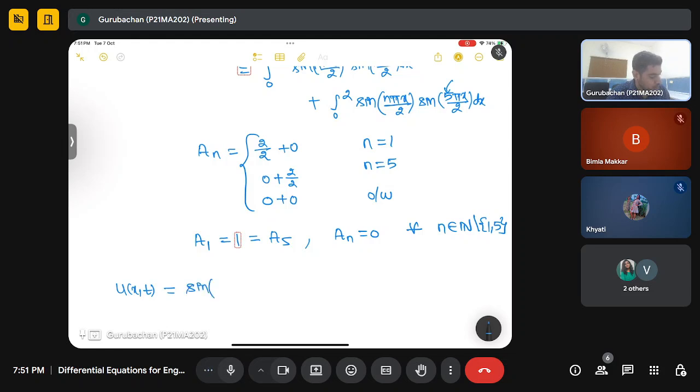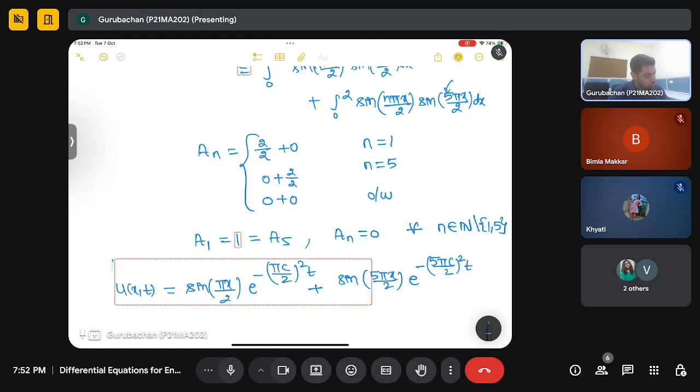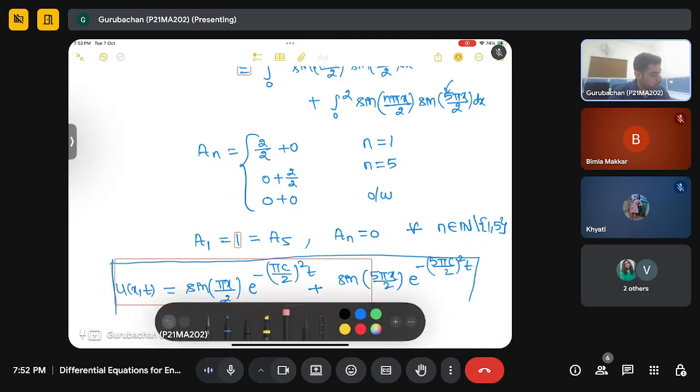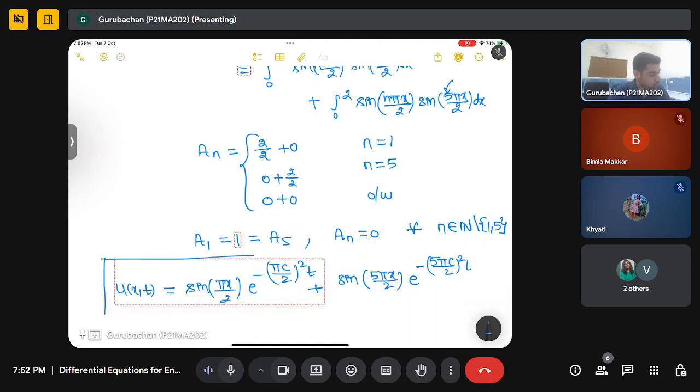sine pi x by 2 e to the power minus (pi c by 2) whole square t. Since n is 1 in the first term, in the second term n will be 5, so it will be sine 5 pi x by 2 e to the power minus (5 pi c by 2) whole square t. So this will be the required solution.